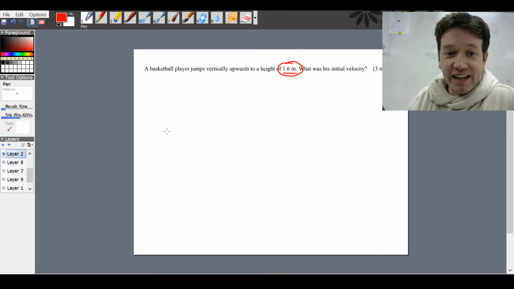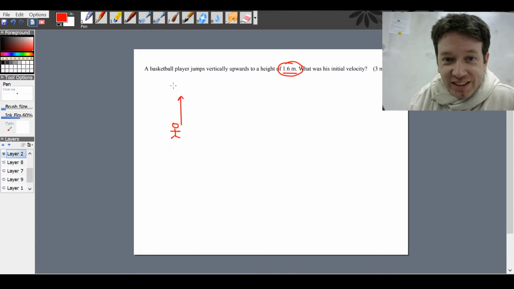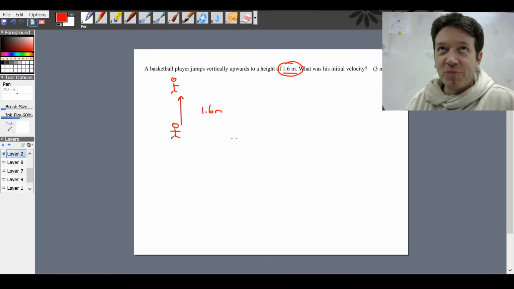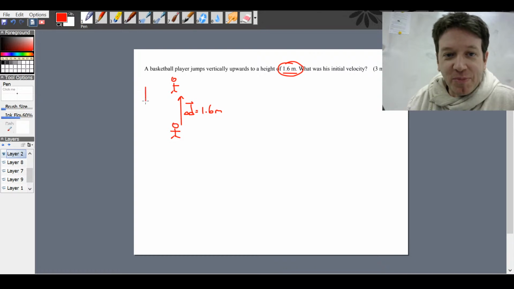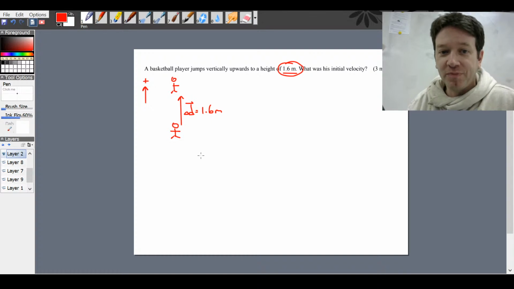Okay, that's the height. So if we have a basketball player jumps up, my wonderful art skills here, up 1.6 meters, what is that actually telling us? Yes, it's height, but it's also, from the point of view of our equations of motion, telling us our displacement. So our displacement is 1.6 meters up. And I usually like to make up our positive direction. So let's just have that as a positive value.